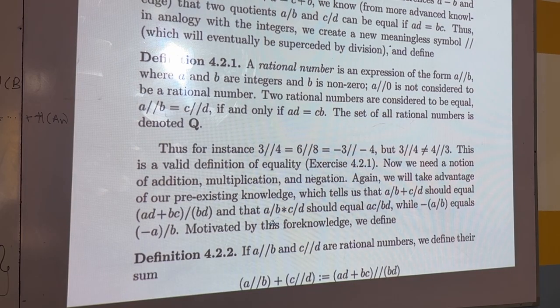Thus, for instance, 3 double lines 4 is equal to 6 double lines 8, which is equal to negative 3 double lines negative 4. Now you need to understand that we don't know the meaning of double lines. But what he is doing is embedding the properties of the actual single line thing into the double line thing. Finally he is proving that they are the same. That's what he is doing. This is a valid definition of equality. There is an exercise you can do. It's not difficult.